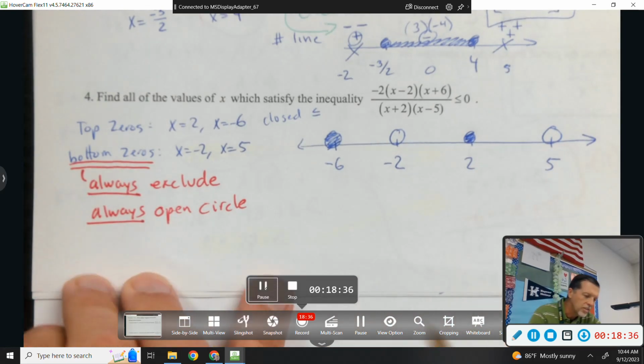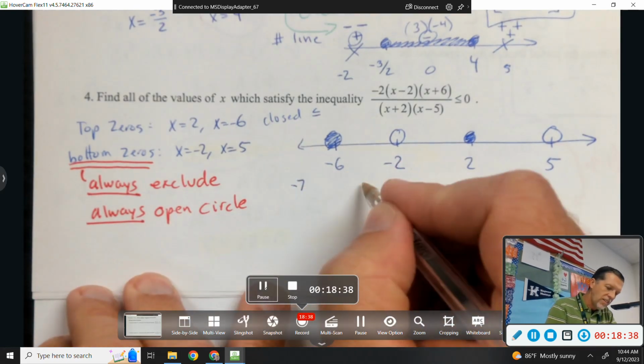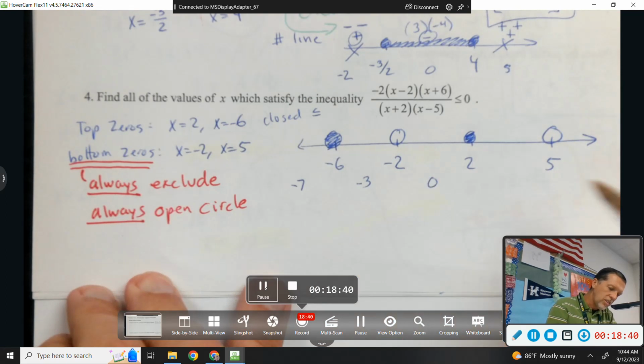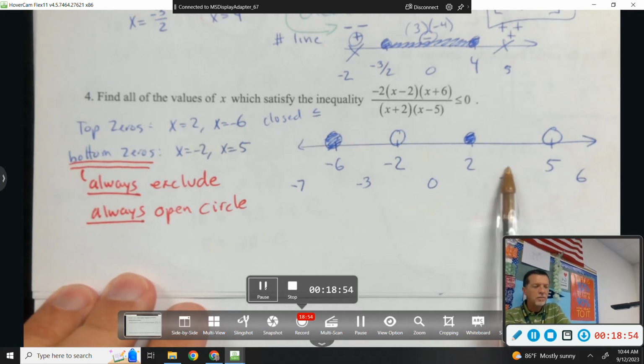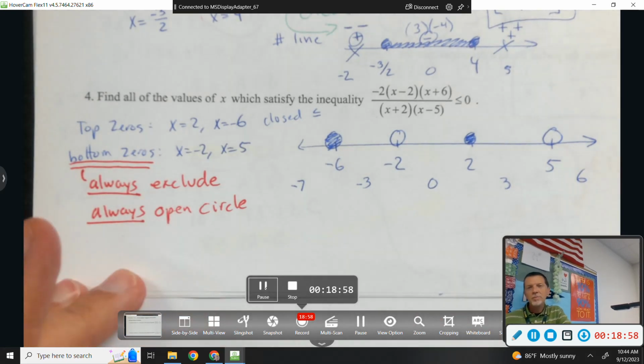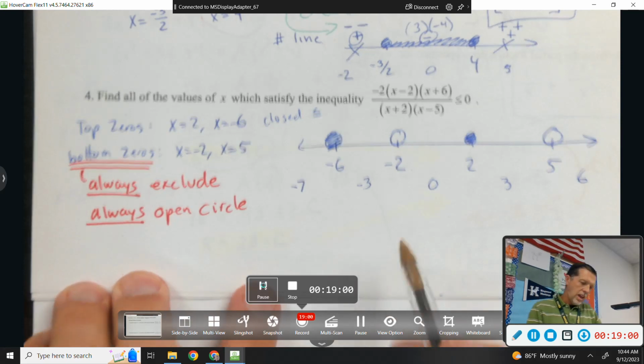That's a lot of intervals to check. Negative 7, negative 3, 0, 3, 6. You can pick any number you want on the interval. You know, 0 is a nice one to pick. I usually try to pick the smallest number that's on the interval. Right? I don't want to pick 5 million. I don't want to pick pi, something silly. You know, 3/4. Pick something easy. And let's plug them in.